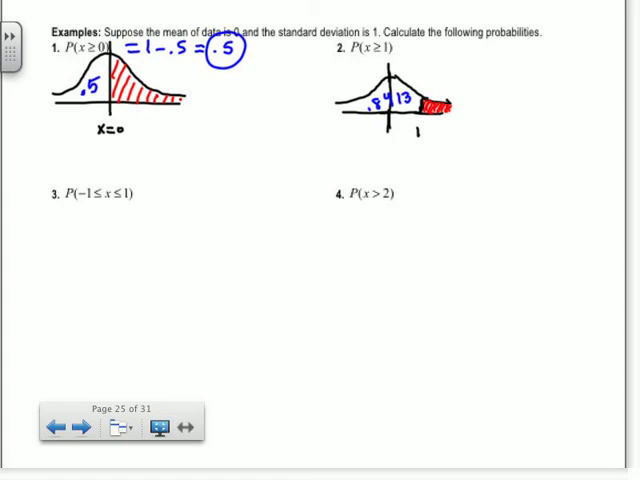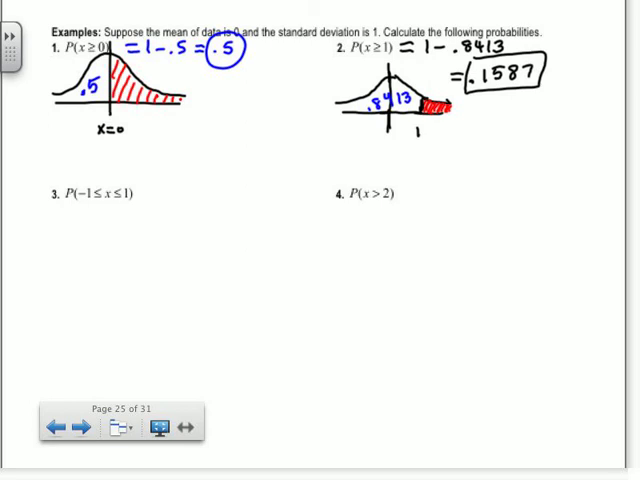Okay, so how do I find the red part? From 1, right? That's the rest of the probability. So 1 minus 0.8413. So what do we get when we do that? 0.1587. Yep. Okay. Making sense?